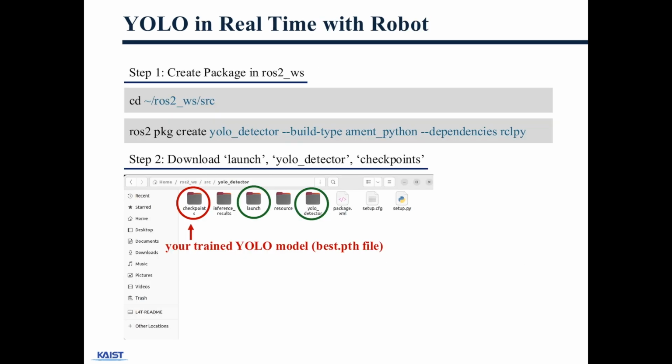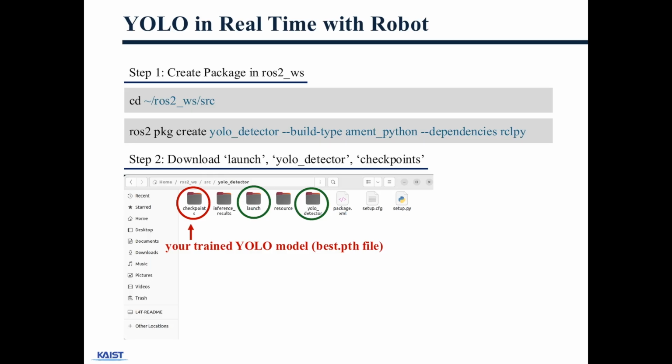Now let's see how we can run YOLO in real time with a robot using ROS2. The first step is to create a package in your ROS workspace. You navigate to the source directory and create a new package called YOLO Detector. This package will include the necessary dependencies, such as rclpy.